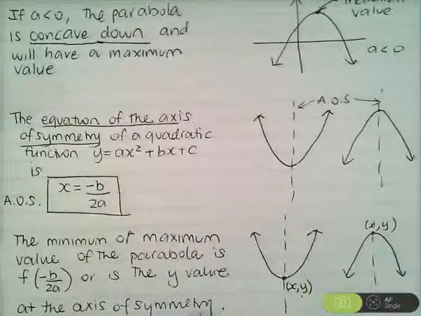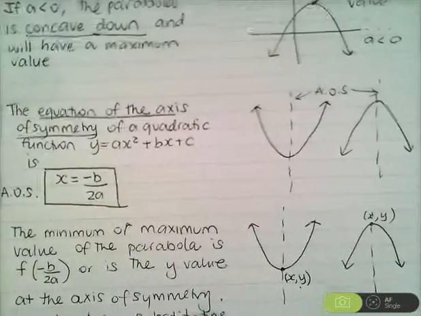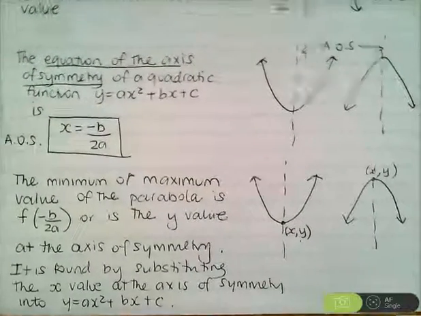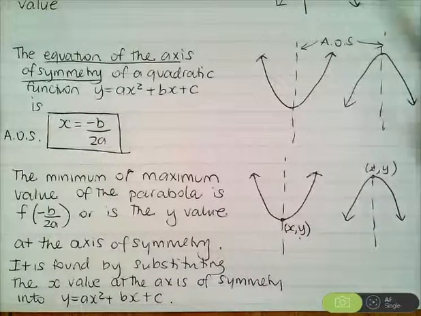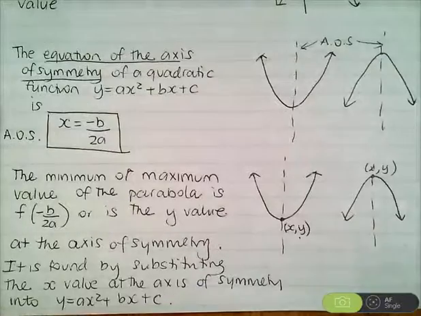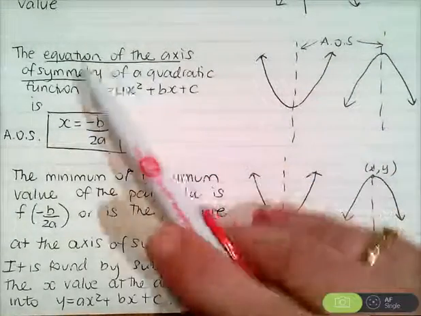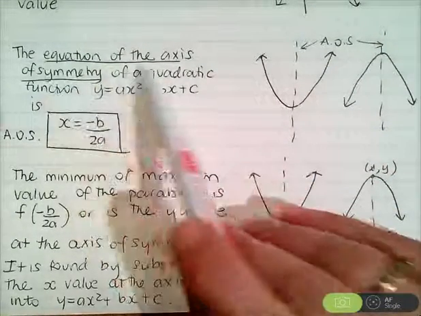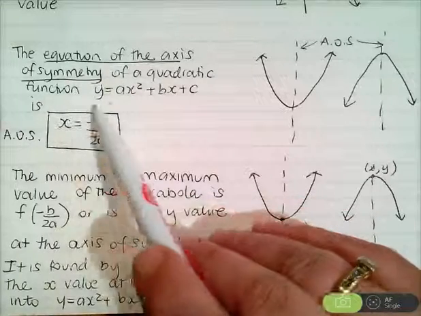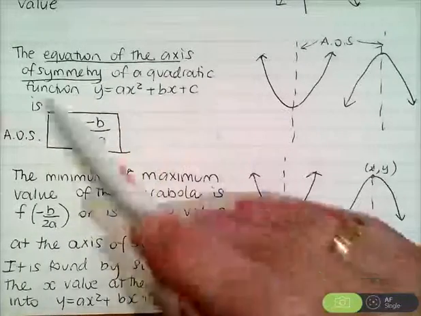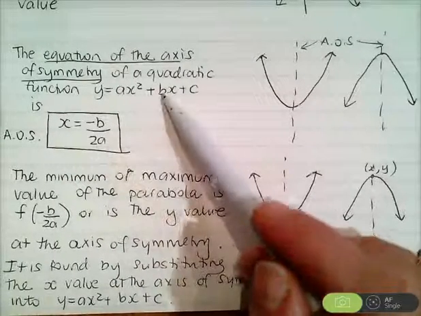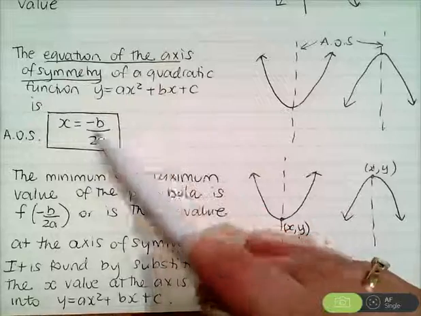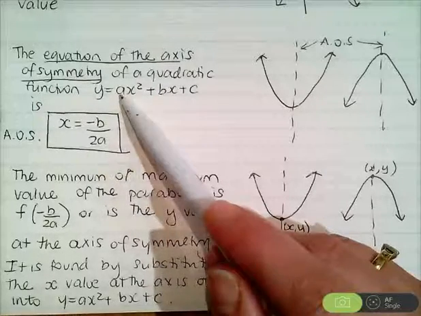So the way that we find the maximum and the minimum value of a parabola is to find where the axis of symmetry of the parabola is. So first thing is, the axis of symmetry can always be found using the formula. Now the equation of the axis of symmetry of a quadratic function, which is y equals ax squared plus bx plus c, is given by this formula. x equals negative b over 2a. So you would do the negative of the value in front of the x and put it over 2 times the coefficient of the x squared.